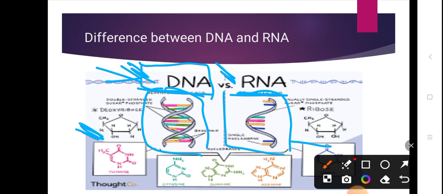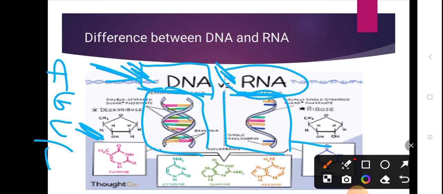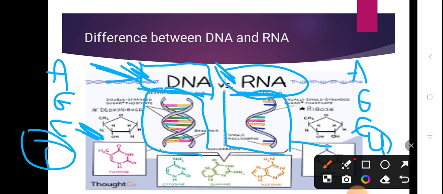In another way, we can say, what are the nitrogenous bases that are found in the structure of DNA? Adenine, guanine, cytosine, and thymine. But what about RNA, or what are the nitrogenous bases that are found in the structure of RNA? Adenine, guanine, cytosine, and uracil. So thymine is found in DNA only and not found in RNA. Uracil is found in RNA only and it is not found in DNA. Okay?